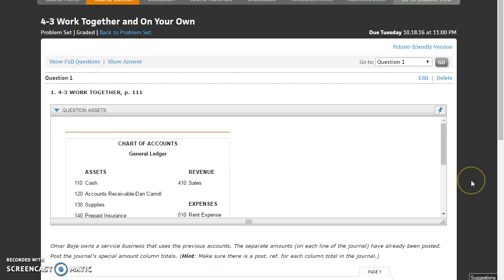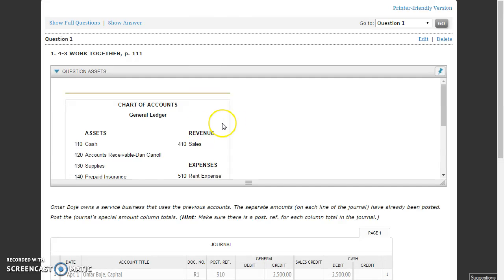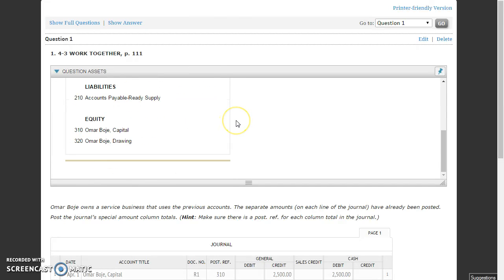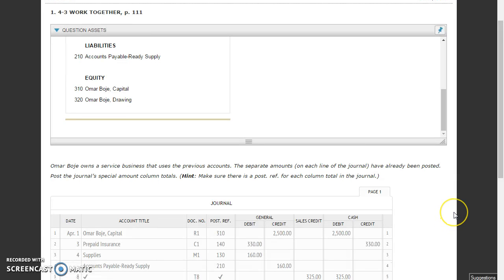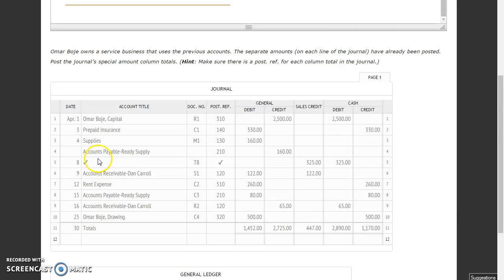You can see at the top here in our question assets, again, they give us our chart of accounts. The chart of accounts is already done for us. We're still working with this same service business as we were in 4-2 work together. If you take a look at the journal, you can see that we've already completed posting everything from our general debit and general credit lines.